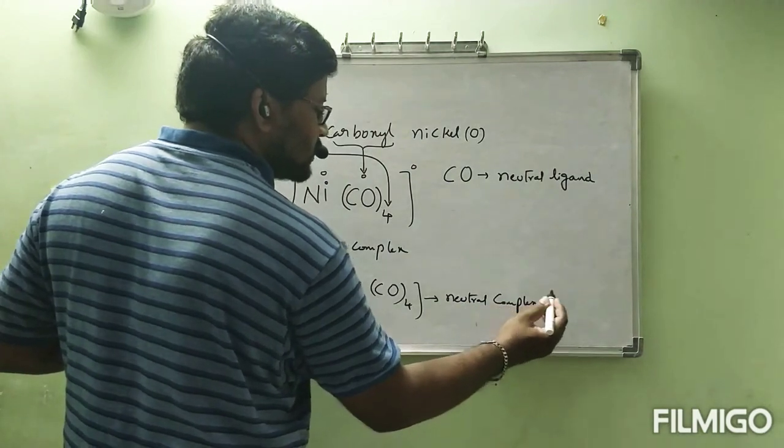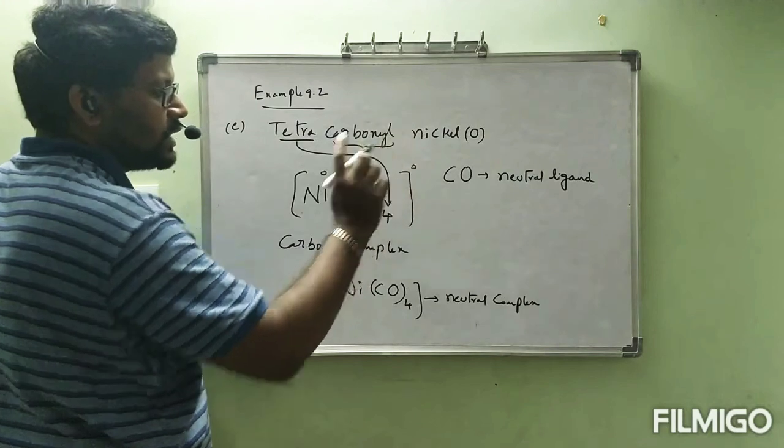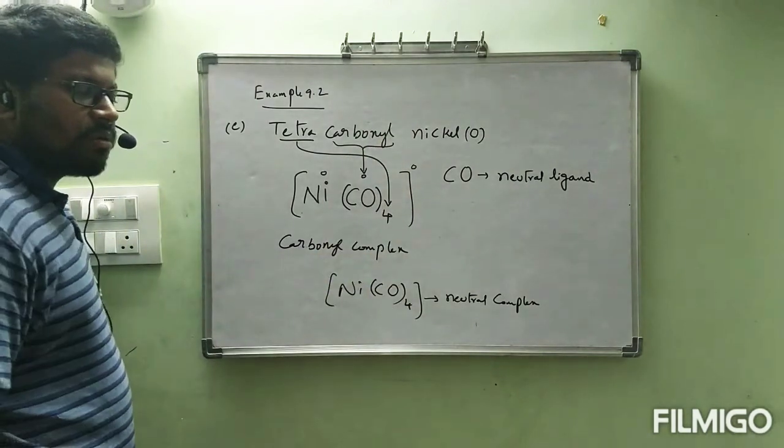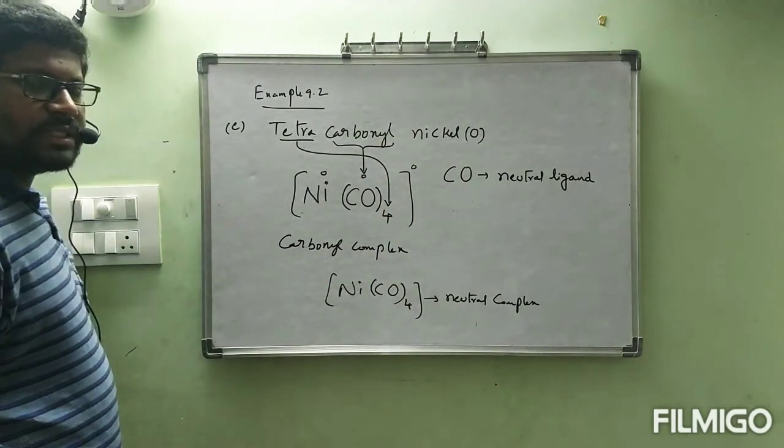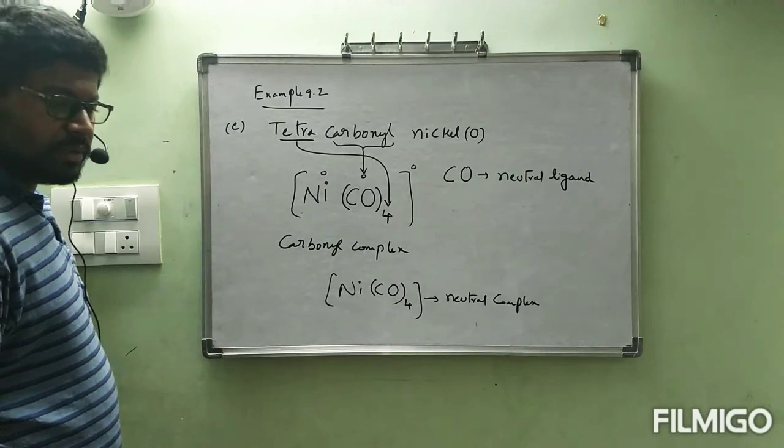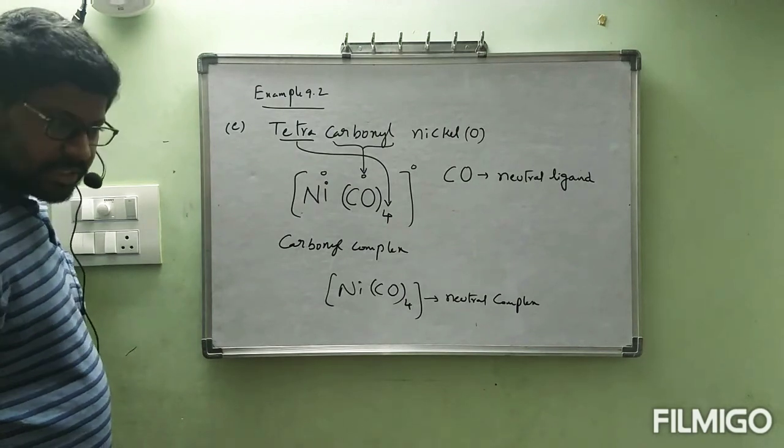In a neutral complex, what is the metal? It gets its name as it is. Nickel means nickel, cobalt means cobalt. Like that it will get its actual name. Okay? Now we will start with the next example.